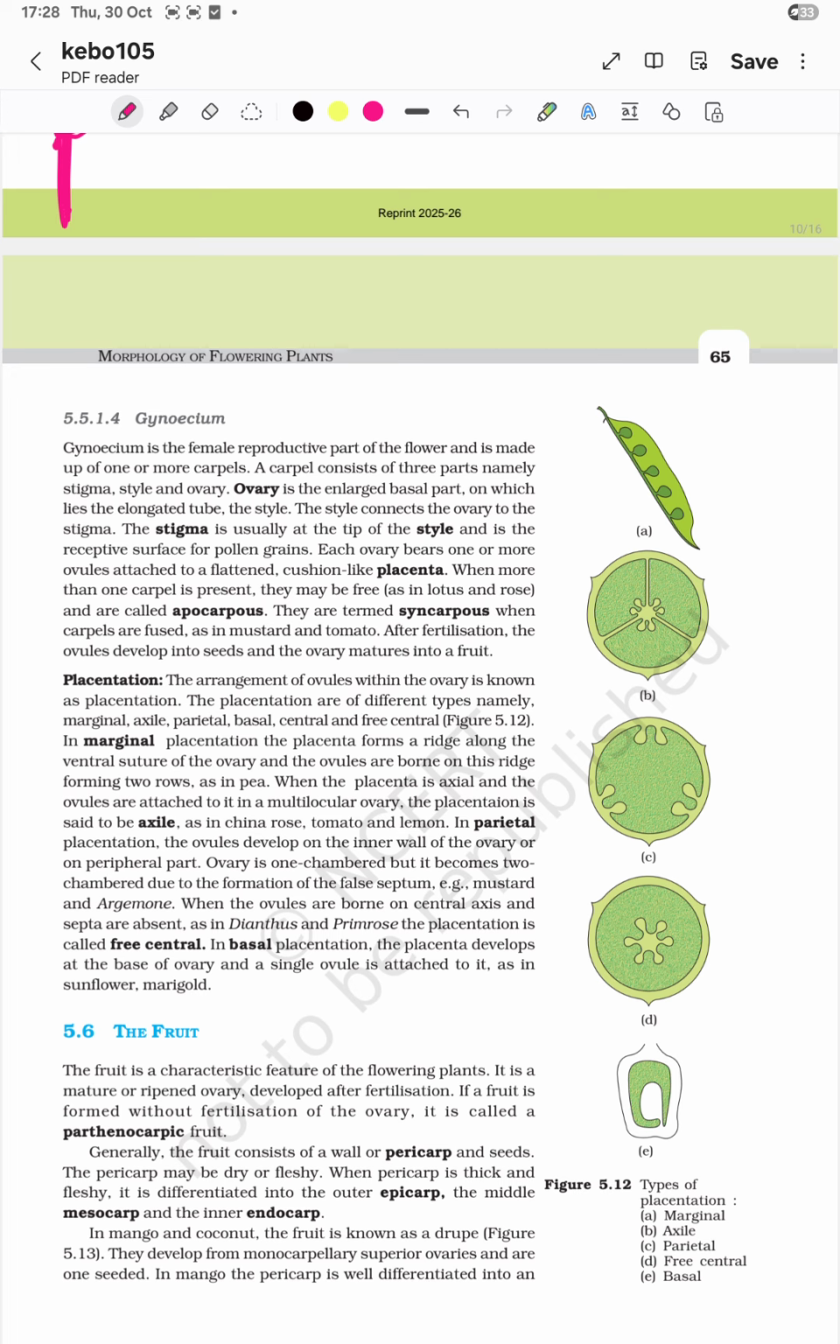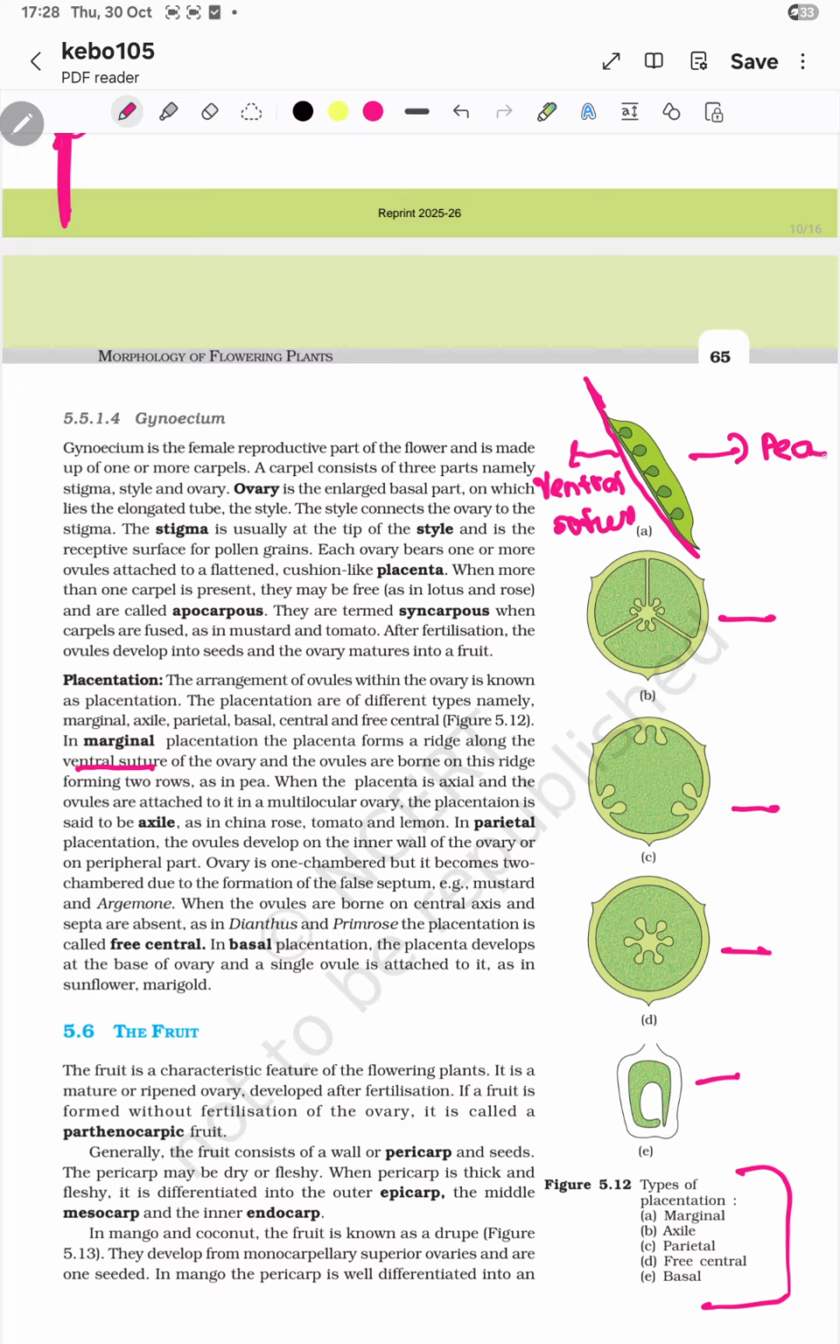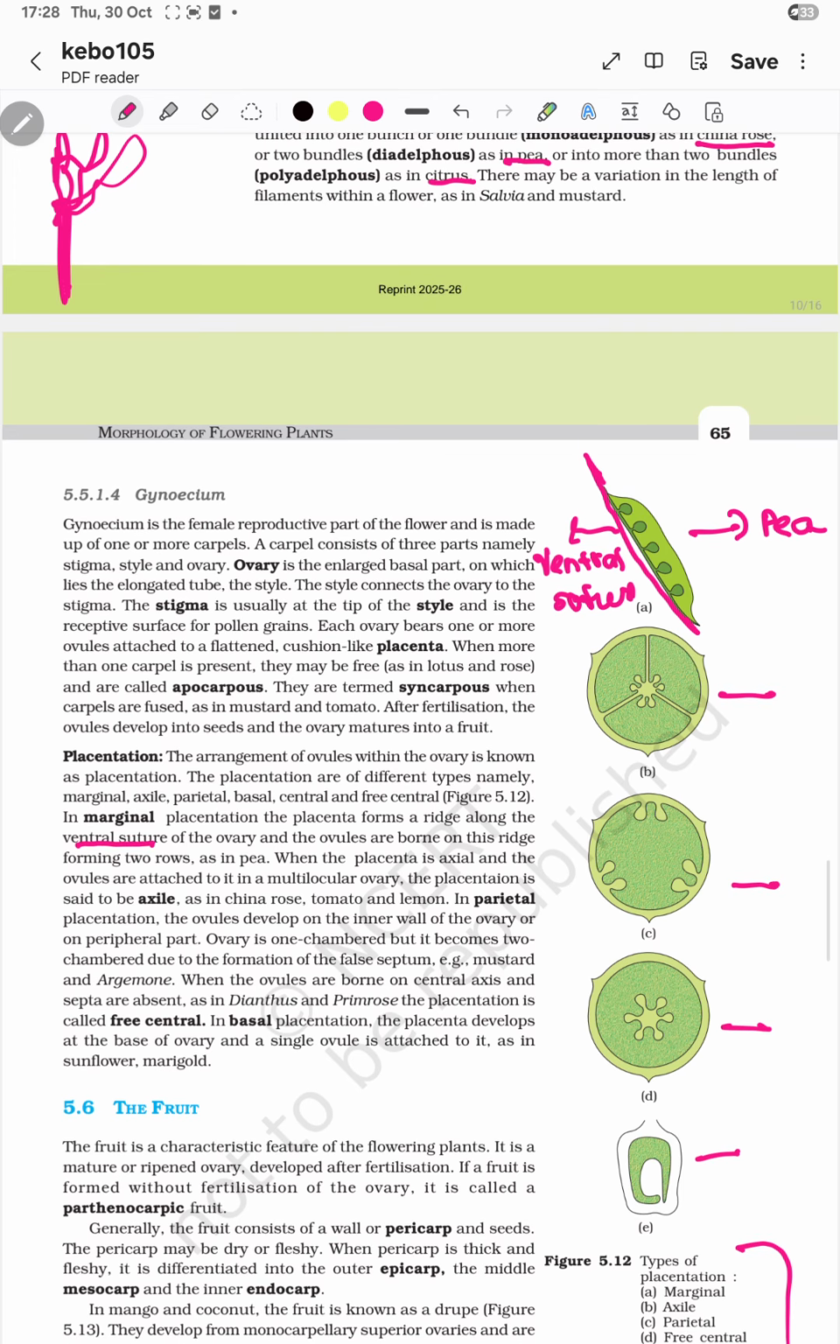Placentation is again of 5 types: marginal placentation, axial placentation, parietal placentation, free central and basal placentation. Marginal placentation means the placenta forms a ridge on the ventral suture of the ovary. They can catch you on whether the suture is dorsal or ventral. They have a habit of doing that. And ovules are borne on this ridge. For example, pea. See, again pea comes here. So you can make a chart, which I will do in the end.